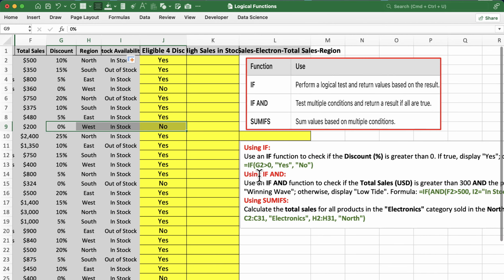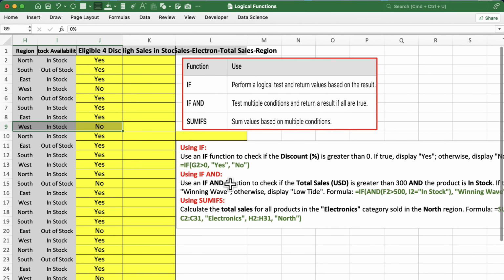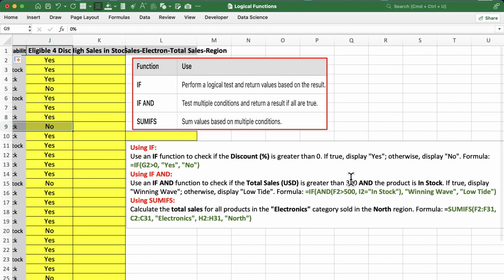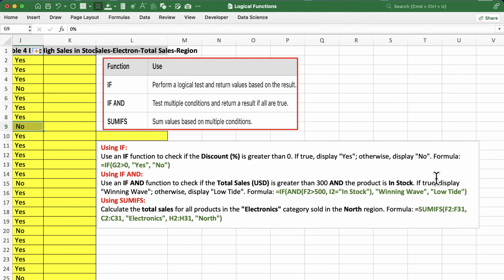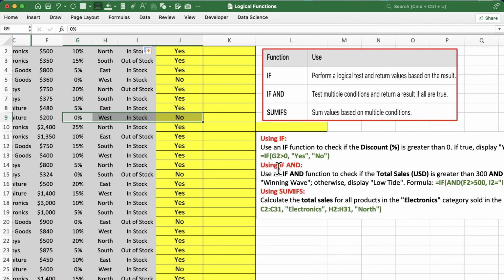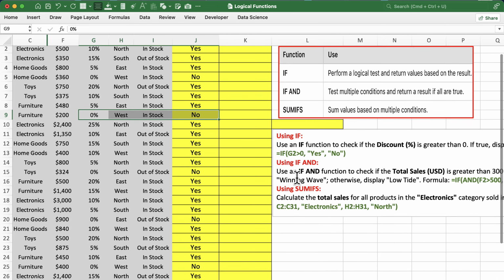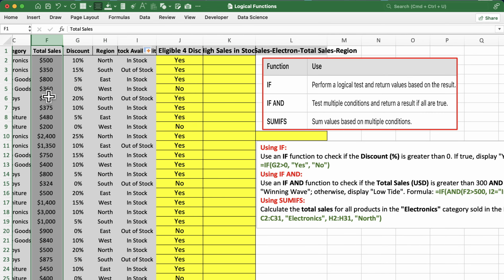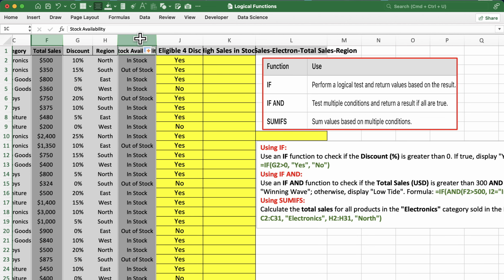The next one is using IF and AND, and our question is use an IF and AND function to check if the total sales is greater than $300 and the product is in stock. If it's true, return winning wave, otherwise return low tide. In this case, there are multiple conditions. The first condition is that the sale value, which is given in this column, should be greater than 300. Second condition is that stock availability should be in stock. And if these two conditions are met, we want Microsoft Excel to return winning wave. And in all other cases, we want Microsoft Excel to return low tide.